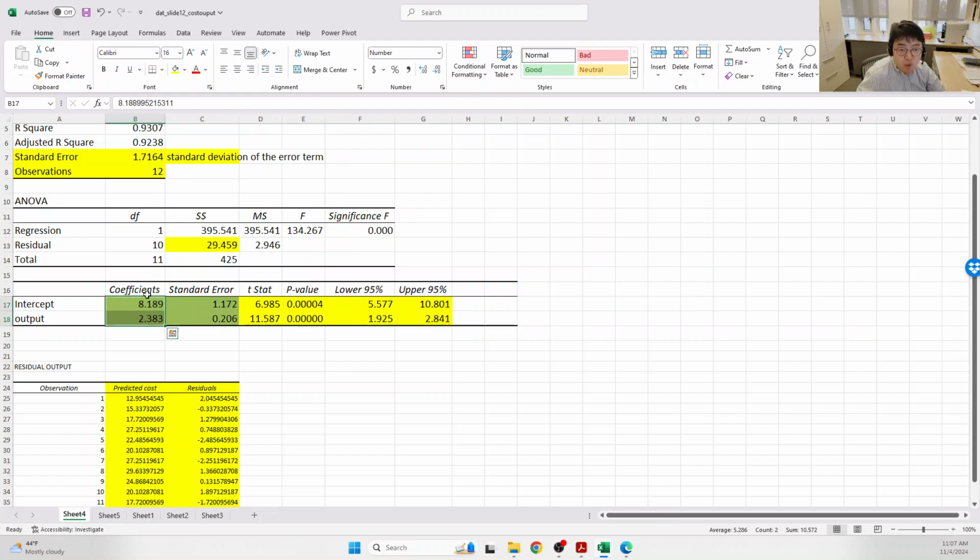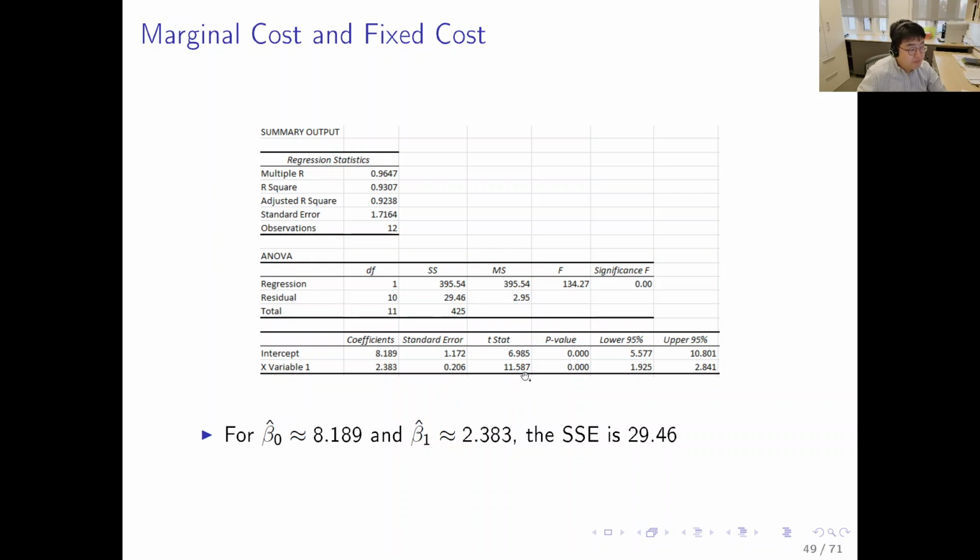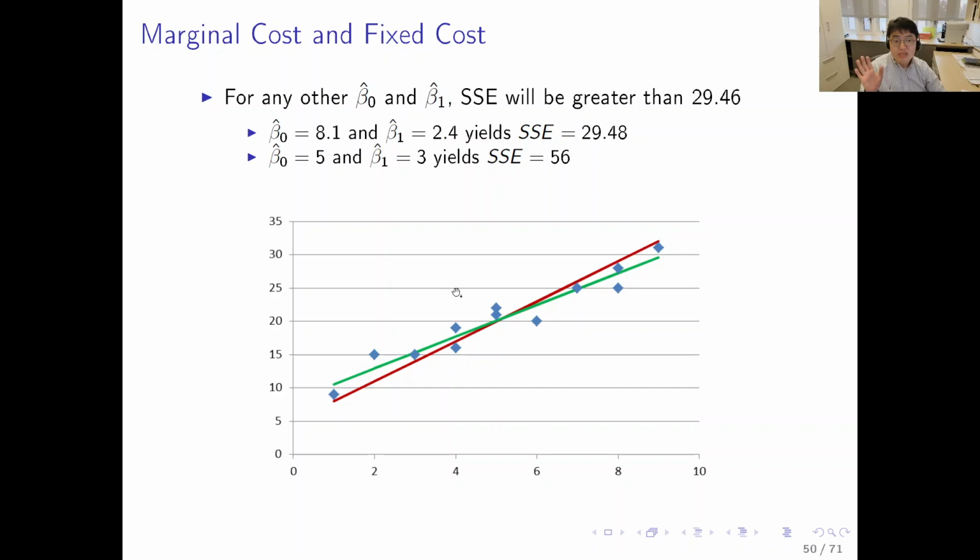So these coefficient estimates minimize this value. You cannot find any other coefficients that make the residual sum of squares smaller than this. That's the story, right? When you choose these beta 0 and beta 1 values, then this sum of squares will be the smallest possible value. For example, let me show you the other cases. If you try other values of beta 0 and beta 1, then the residual sum of squares will be greater.